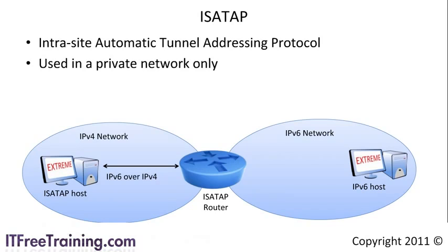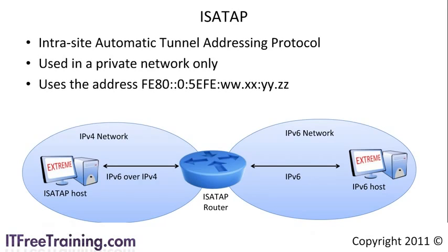In order for a host on the IPv6 network to receive the communication, the router must communicate to the IPv6 host in IPv6. To do this, the router uses a link local address. Remember, link local addresses always start with FE80 and are used for local traffic only. In the host part of the address, you have 5EFE, followed by the IPv4 address.